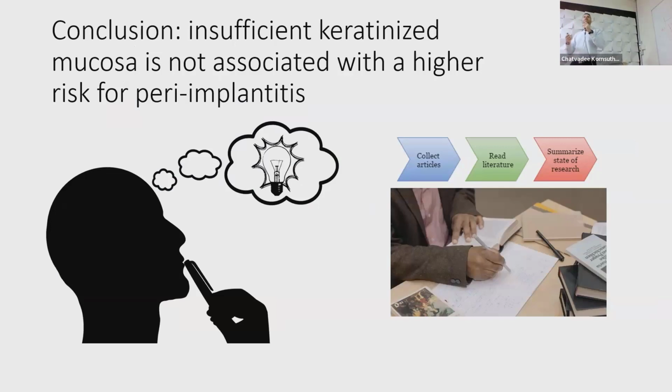The conclusion is basically that keratinized mucosa, or insufficient keratinized mucosa, is not associated with a higher risk for peri-implantitis. Because you read 5, 6 papers about the topic, and now you have this conclusion. It's the same conclusion in every study. So now you write this paper and you publish this in some journal that accepts any review paper, and you feel proud about this paper. So now you have a normal review article with this conclusion.